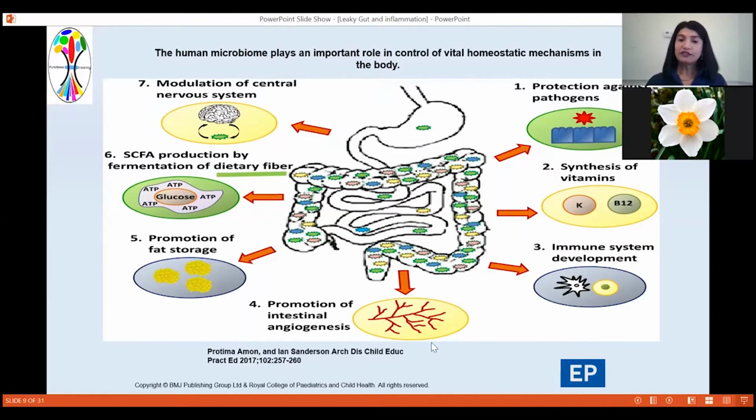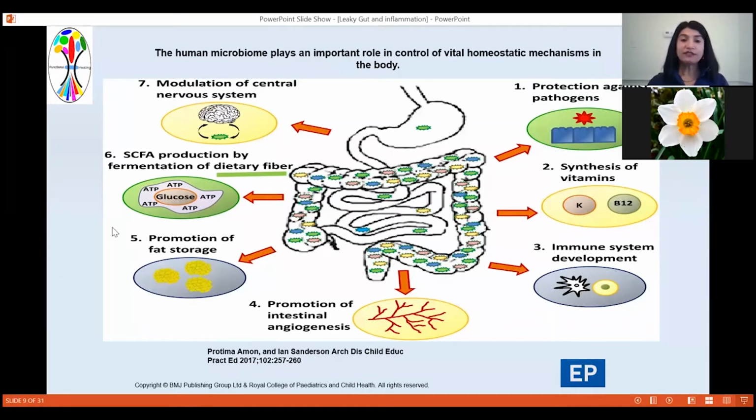The next important function is the function of angiogenesis, or making of the blood vessels. So remember that the blood vessels that we have in a digestive tract are extremely important, because it is through these blood vessels that we digest and absorb food and take it to the rest of the body. And that is the critical part that is determined by our bacteria. The bacteria make sure that we have adequate blood supply to the digestive tract.